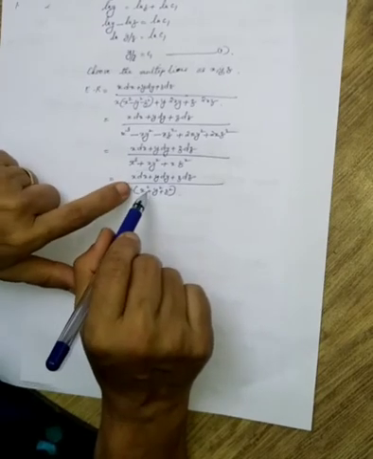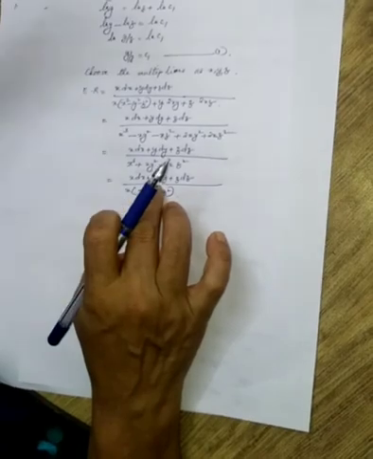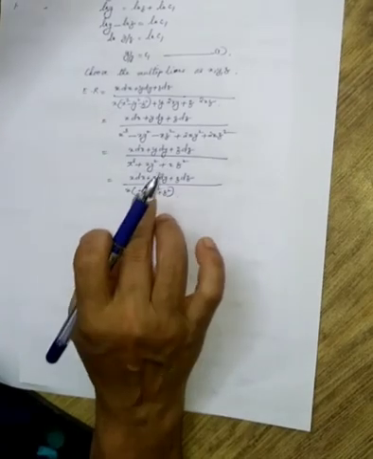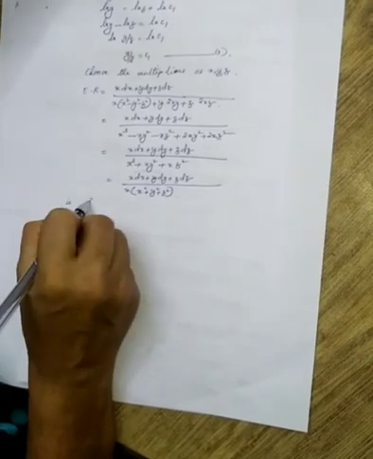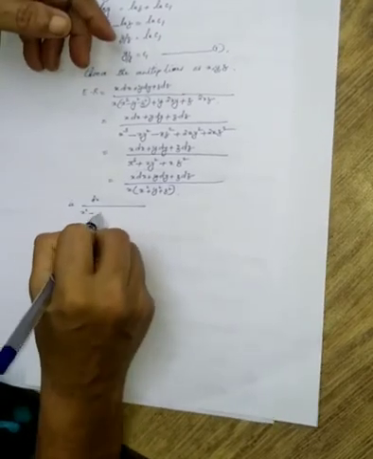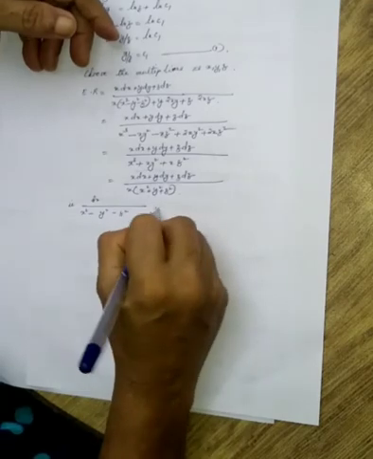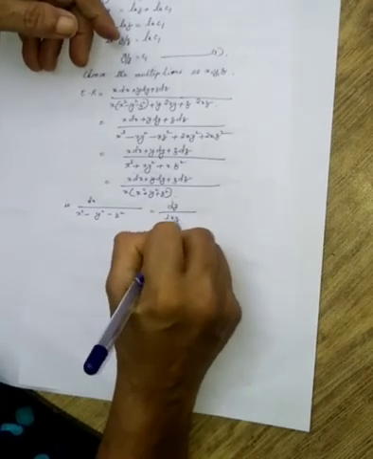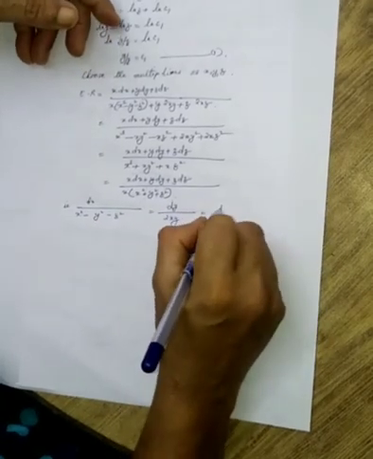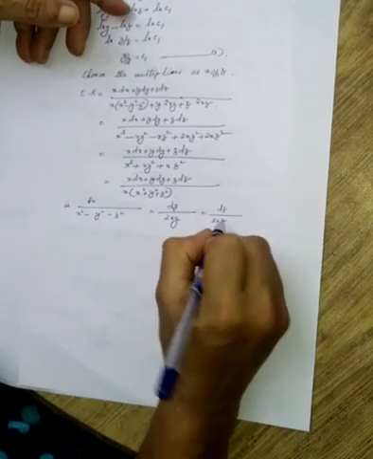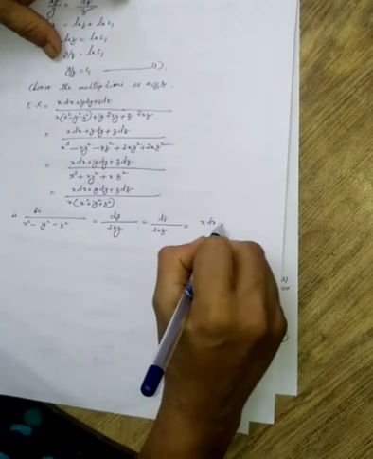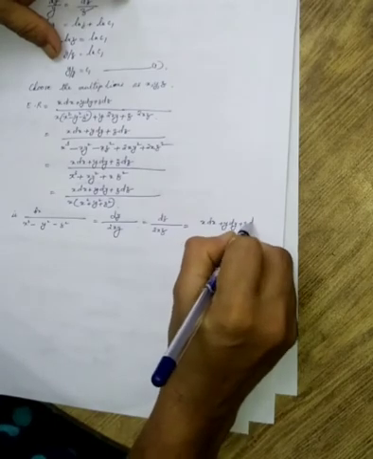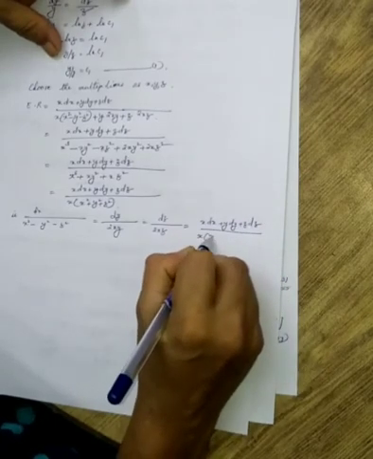Now using this ratio, let us take the given ratios. That is, each ratio is equal to this one. So what does it mean? That is dx by this, equal to dy by this, equal to dz by this, equal to the new ratio. So this is the situation.